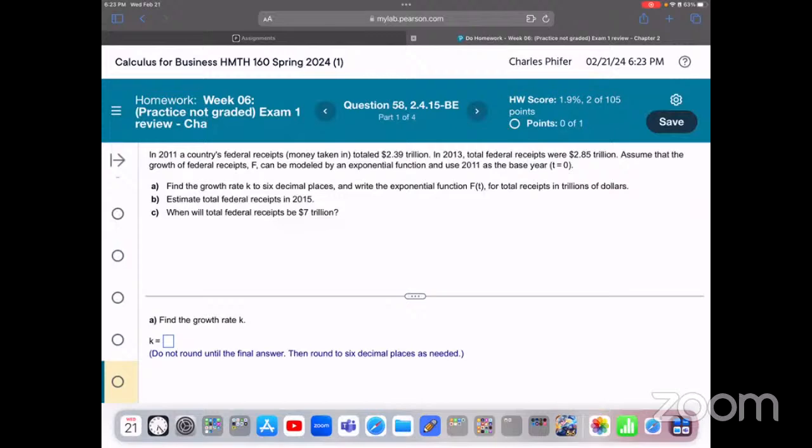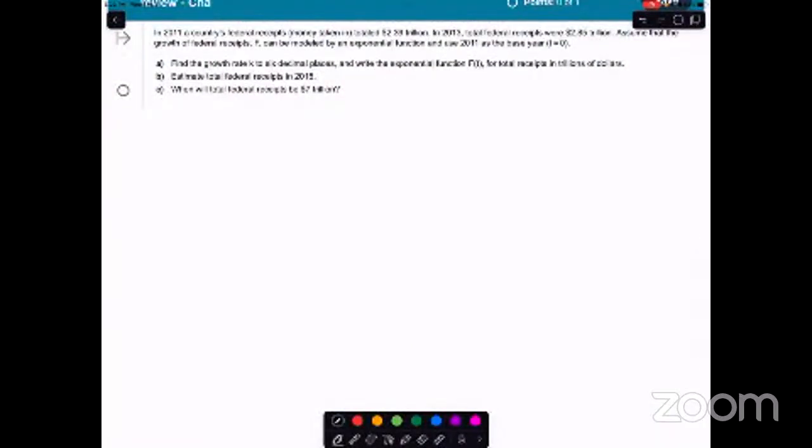Okay. Now it says it can be modeled by an exponential function. So let me see. I think if we're doing population growth, let's try this model. The population based on time is going to be the initial P naught e to the kt, right? It's basically PERT. And then let's see what we're given.